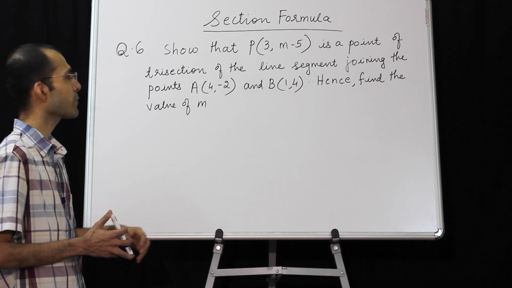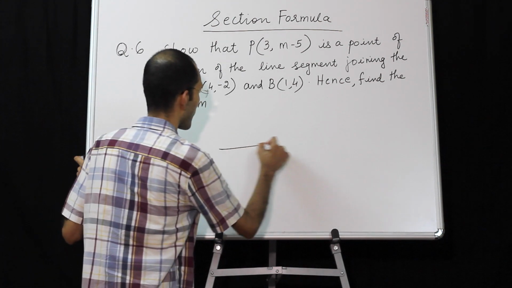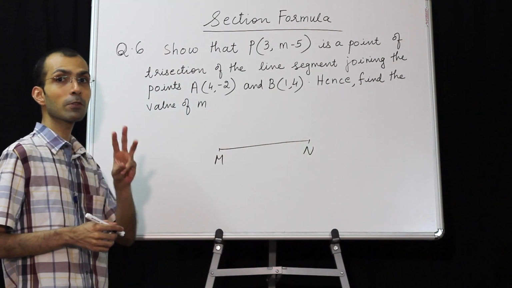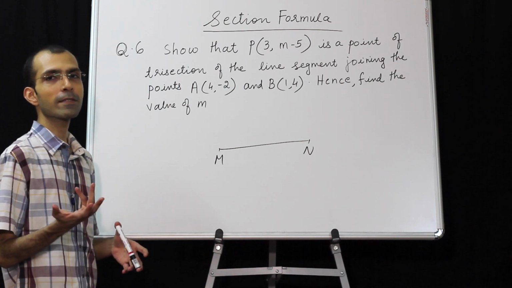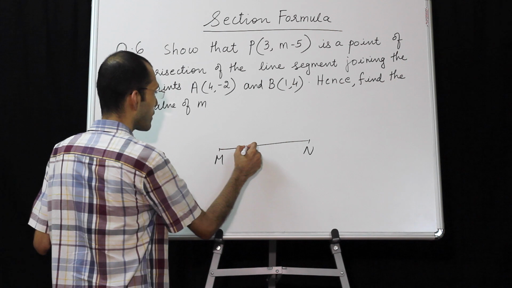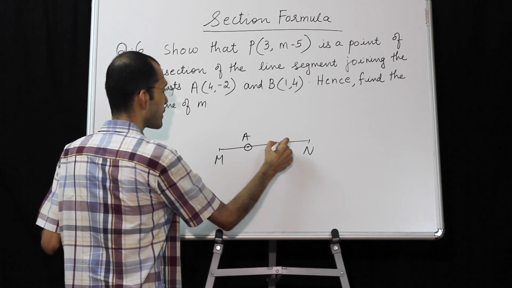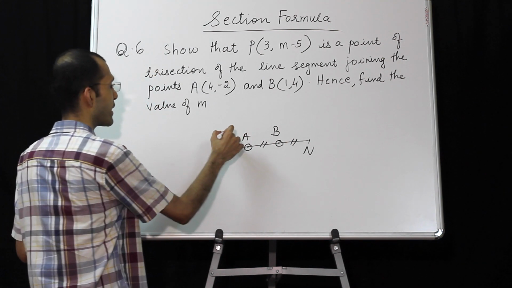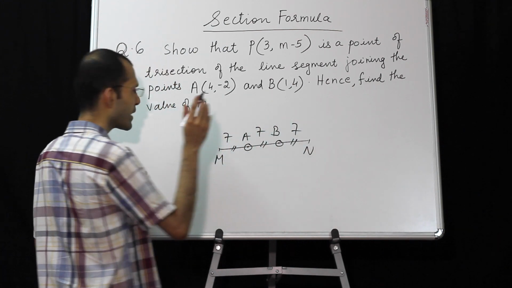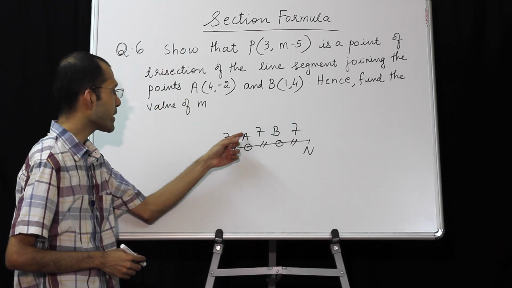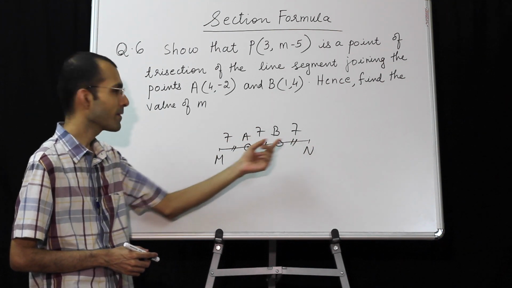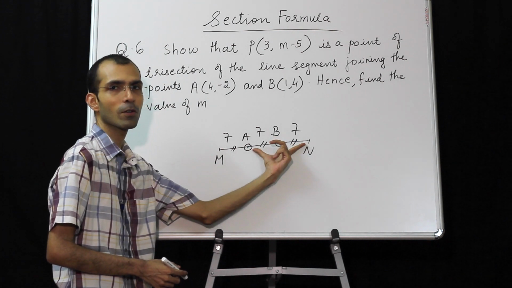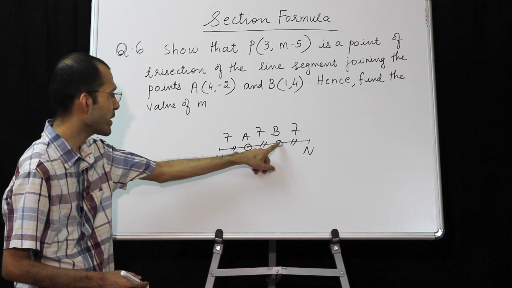Now let's see this concept of trisection before we solve the sum. Suppose you have segment MN and you need to divide it into 3 equal parts. So how many points will be required? 2. One point will be here, say A, the other point will be here, B, and the 3 parts are equal. Say they are 7, 7, 7. So in what ratio will A divide segment MN? 7 is to 14, so the ratio is 1 is to 2.